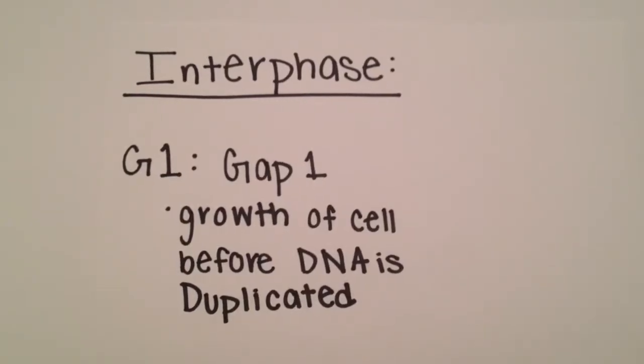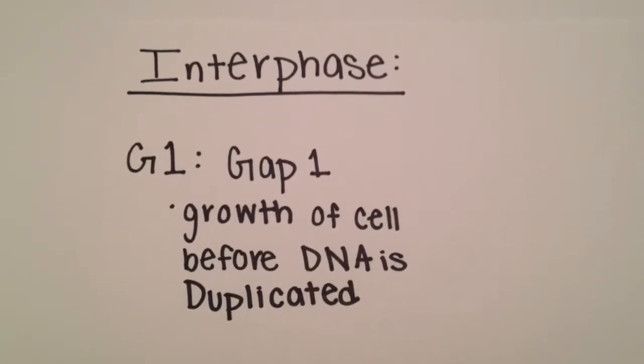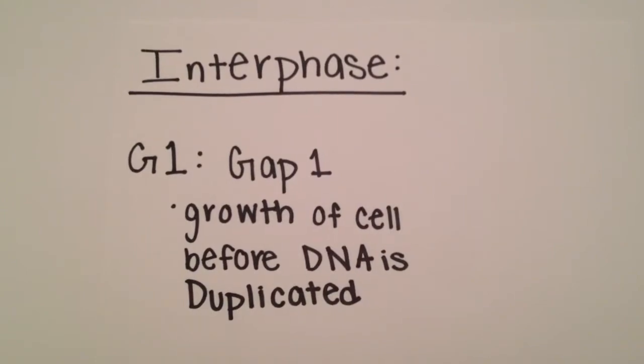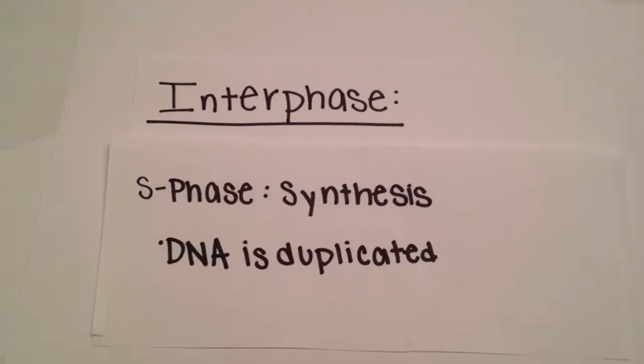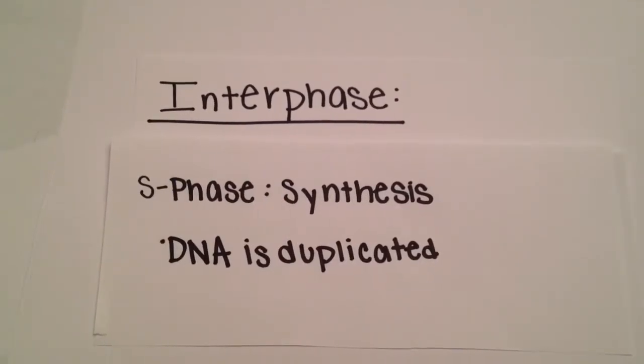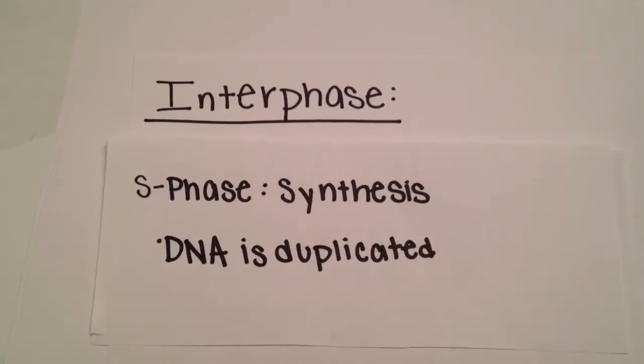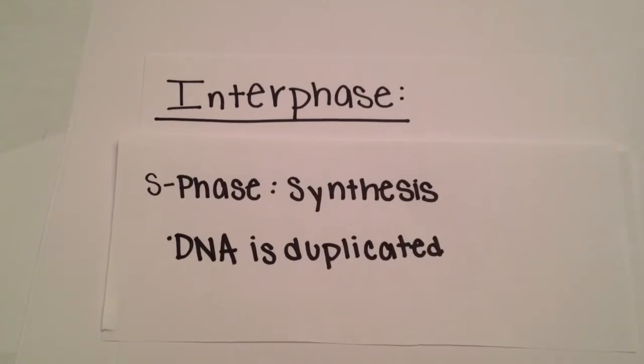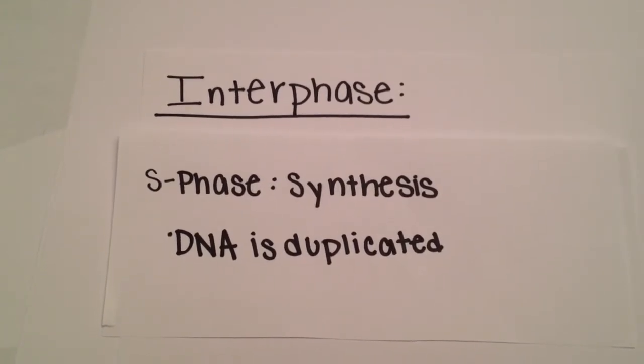The first part of interphase is the G1, or gap 1. This is where the growth of a cell takes place before DNA is duplicated. The second part of interphase, the S phase, or synthesis, is when DNA is duplicated. This is crucial to ensure that both new cells have a complete set of DNA.